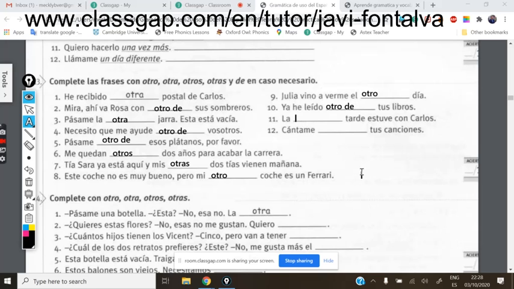Eleven. La otra tarde. La otra tarde. Estuve con Carlos. So that means the other evening or afternoon. So tarde could be both evening and afternoon. Estuve con Carlos. I was with Carlos.